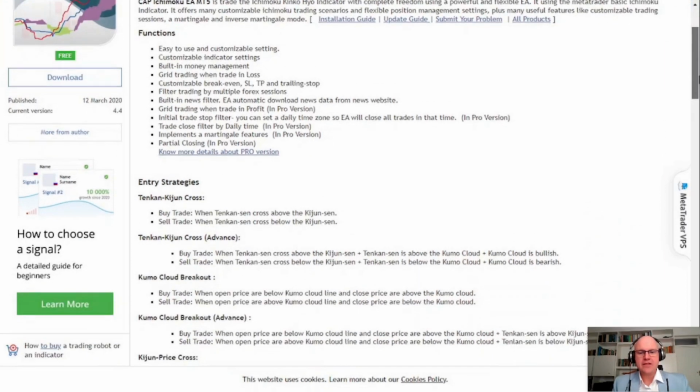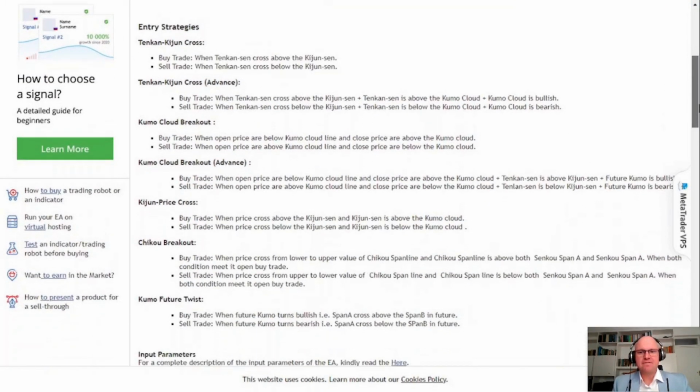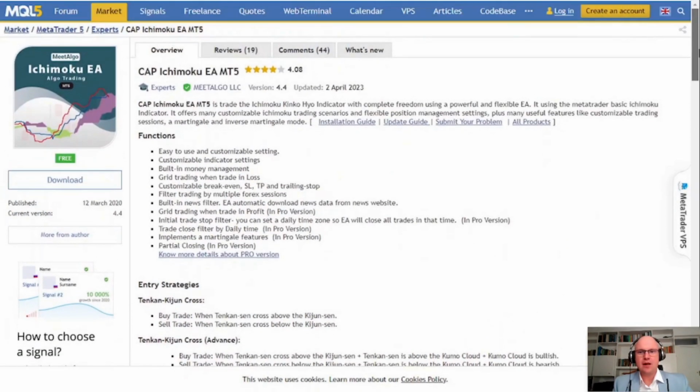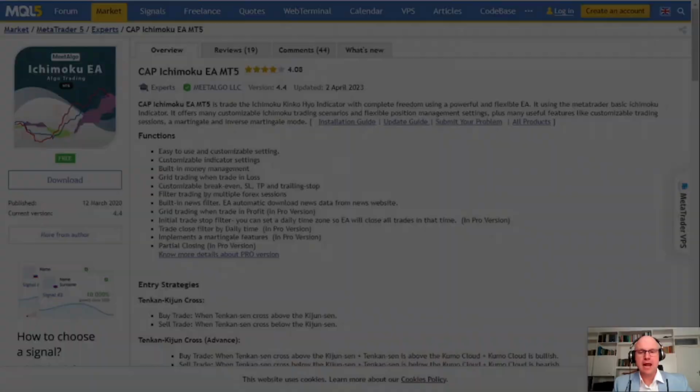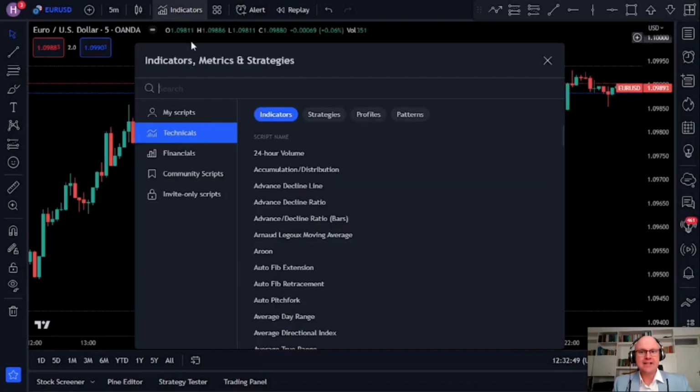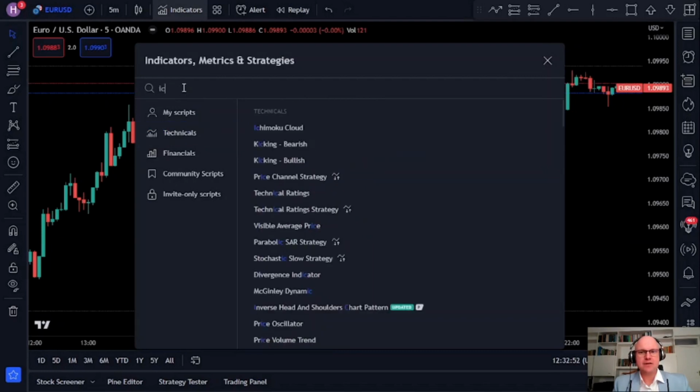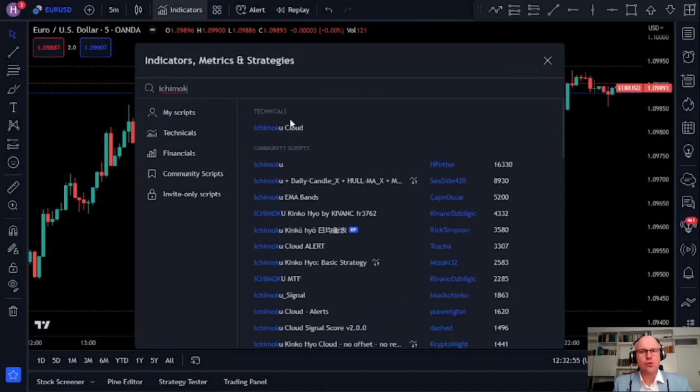So when it comes to trading the Ichimoku, the EA is based on 5 different entry and exit strategies, all based on the Ichimoku Kinko Hyo indicator. Now, this technical indicator can be used in a multitude of different ways, and the author has already provided us with 5 different strategies, and we'll take a closer look at these on TradingView. So what we're going to do next is go to TradingView and add the Ichimoku Cloud indicator to a chart so that I can explain the different entry criteria and which strategy we will focus on for today.